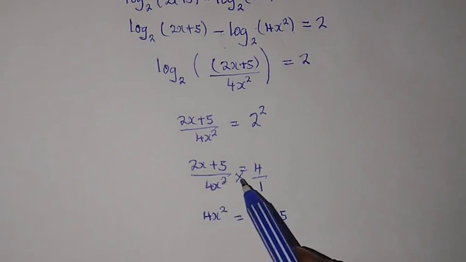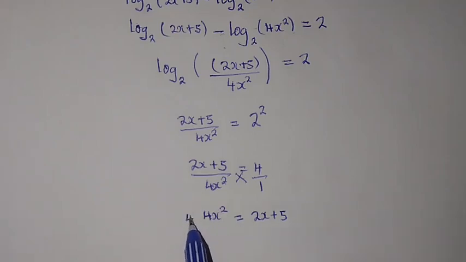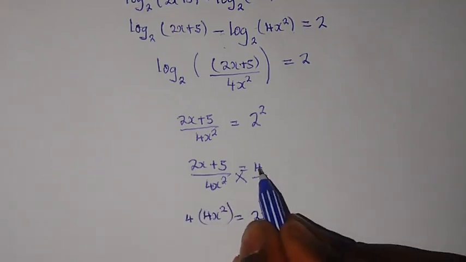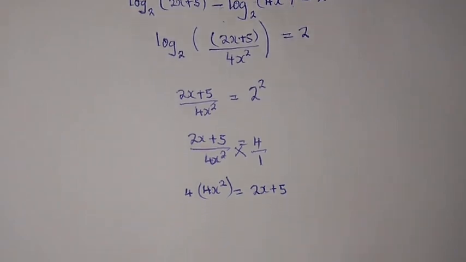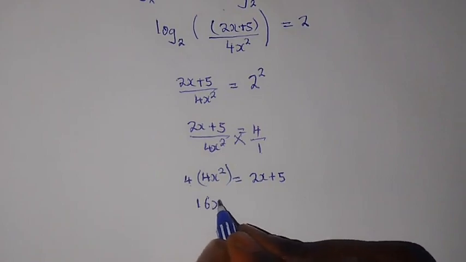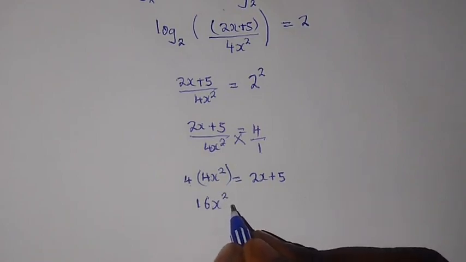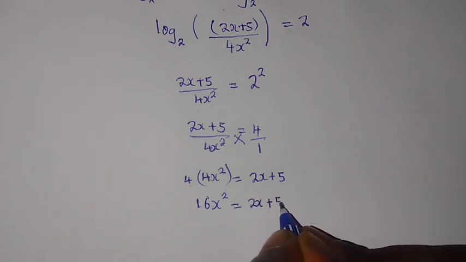Because 4x² times 4, in fact, this will be multiplied with a 4. This 4 times this here. Then this 1 times 2x + 5, you get the same thing here. Okay, so 4 times 4, this gives us 16x² = 2x + 5.